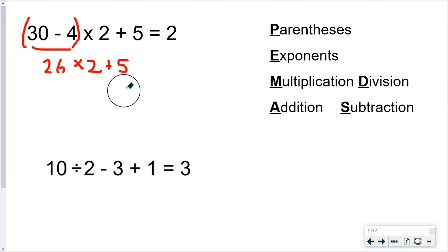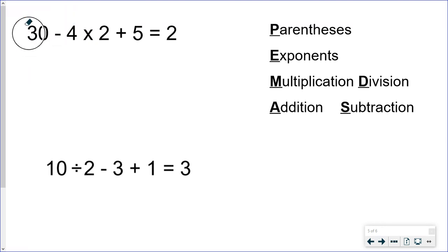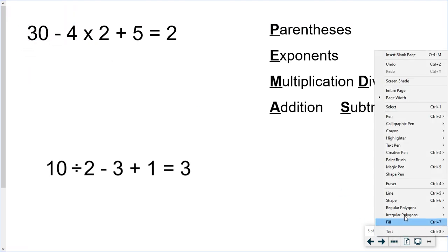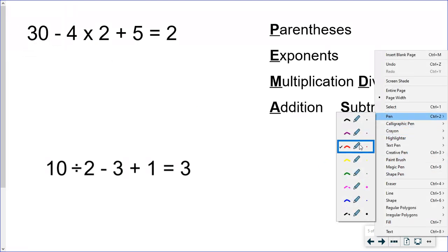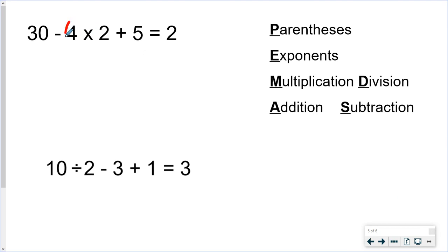So I'm going to go ahead and erase all this. Now I'm going to put another set of parentheses around two different numbers. Let's say, for example, I'm going to put my parentheses around the 4 times 2. All right, now let's do that first. 4 times 2 gives me 8. And now I'm left with 30 minus 8 plus 5.